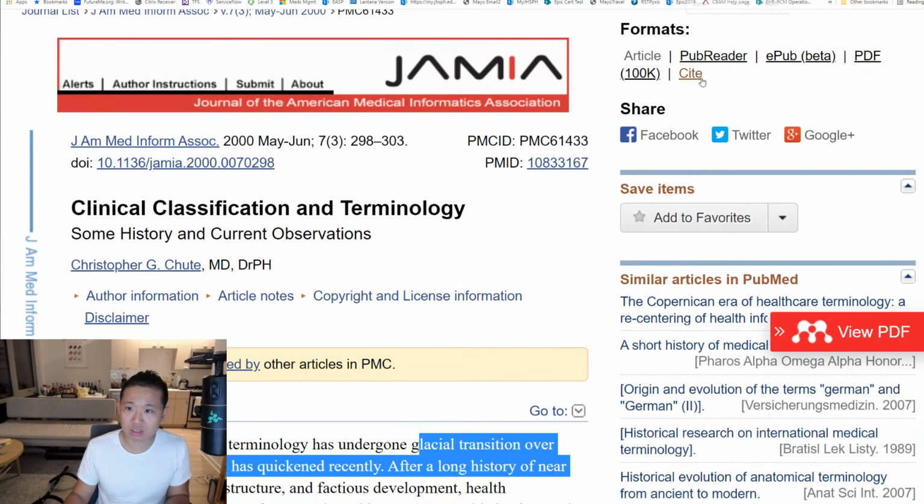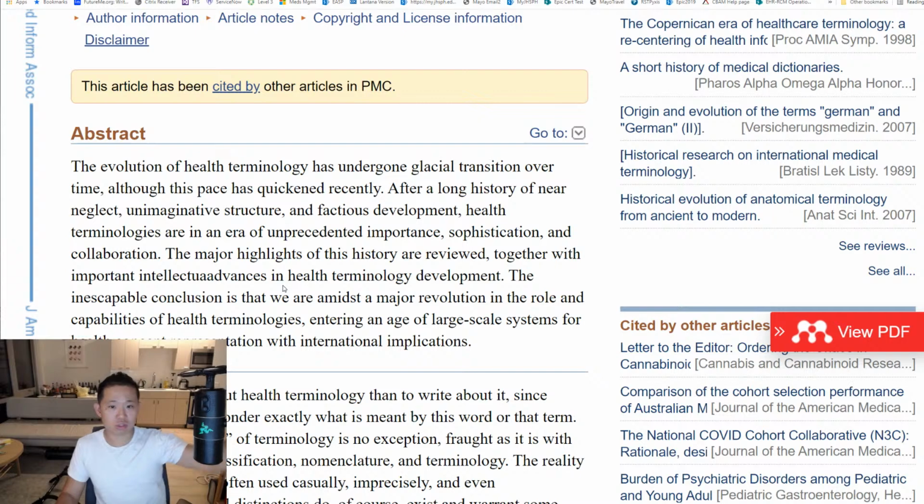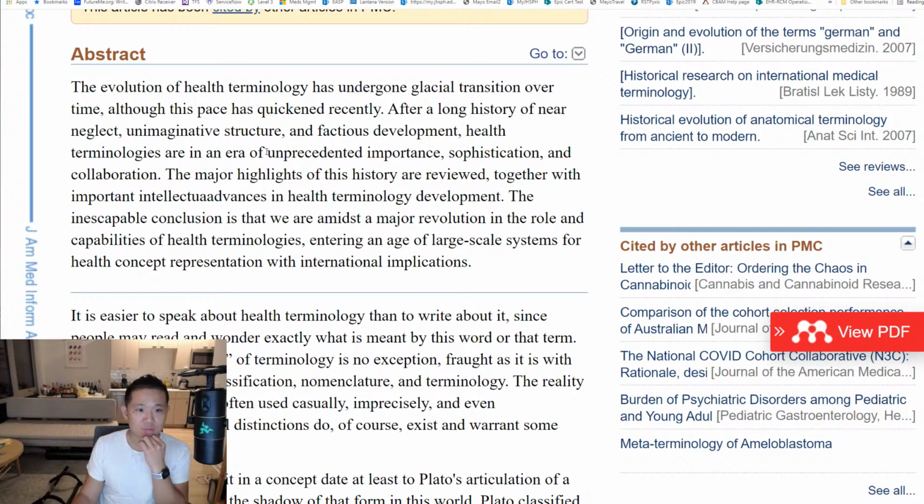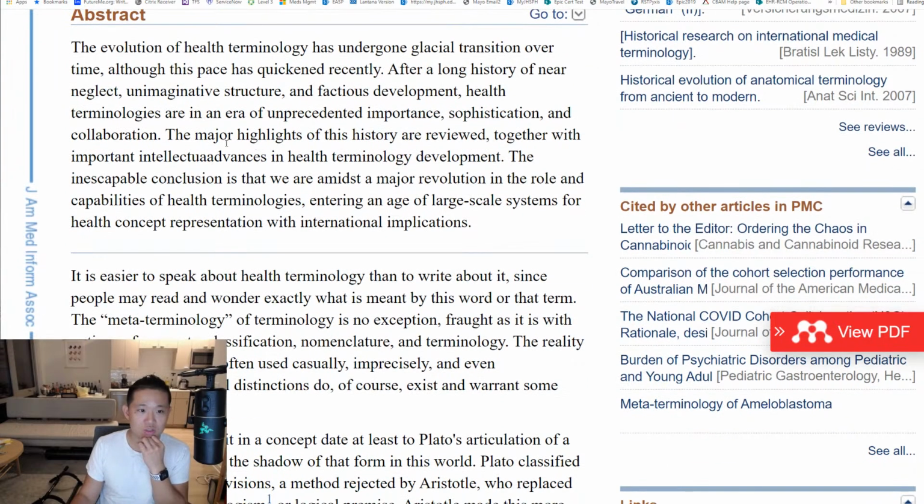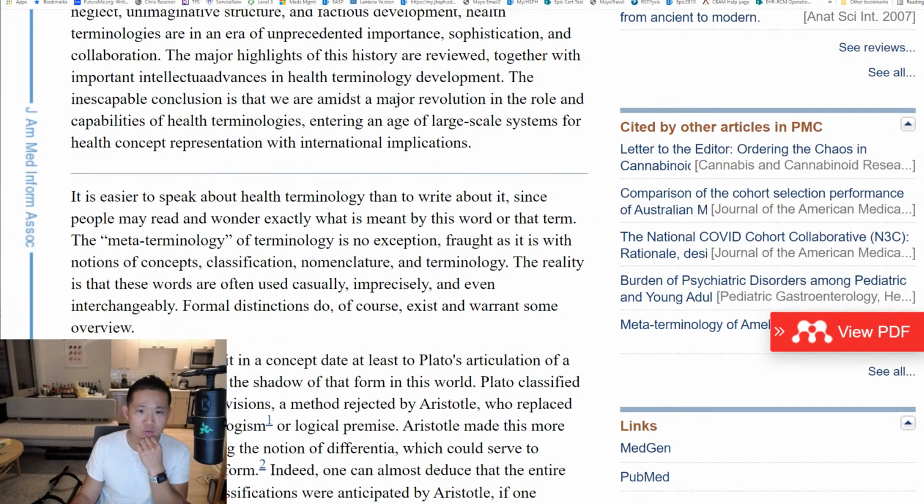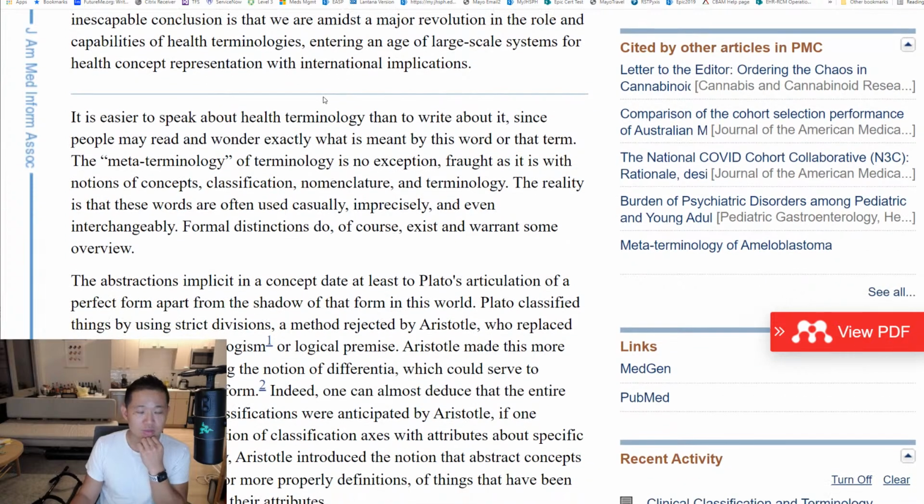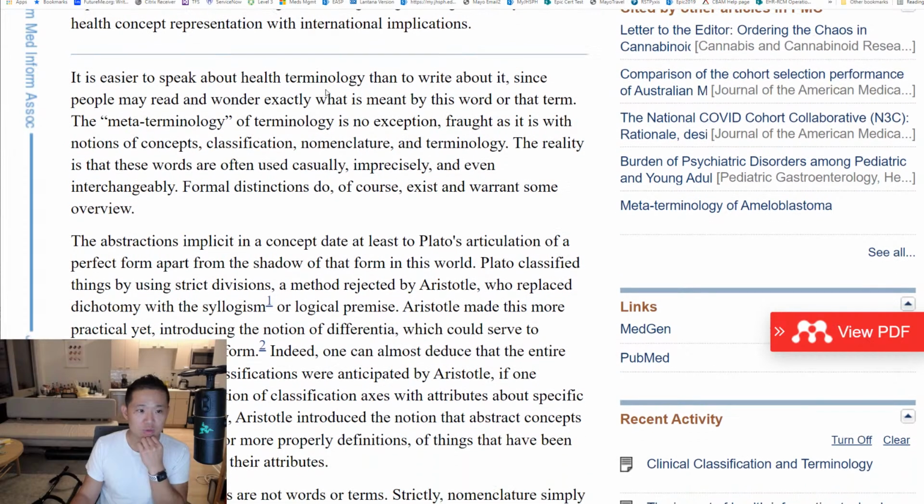Clinical classifications. The evolution of health terminology has undergone glacial transition over time, although this pace has quickened recently. After a long history of neglect, unimaginative structure, and fictitious development, health terminologies are in an era of unprecedented importance, sophistication, and collaboration. Major highlights of this history are reviewed together with important intellectual advances in health terminology development. The inescapable conclusion is that we have missed a major revolution in the role and capabilities of terminologies, entering an age of large-scale systems for health concept representation with international implications.